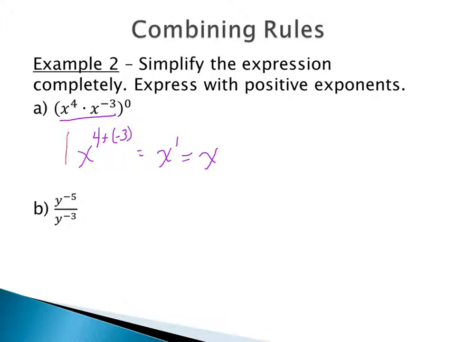So all of this is still being raised to the 0 power. So I'm left with x to the 0 power.